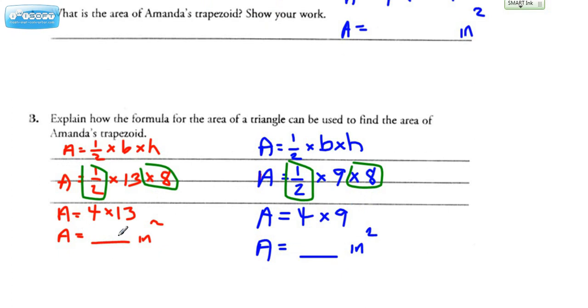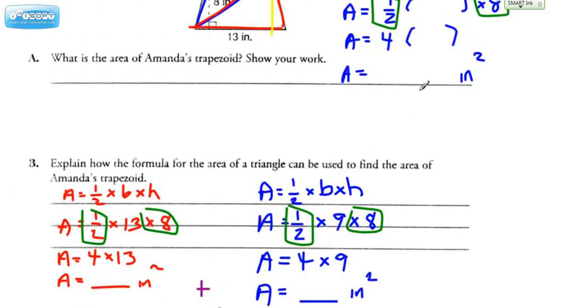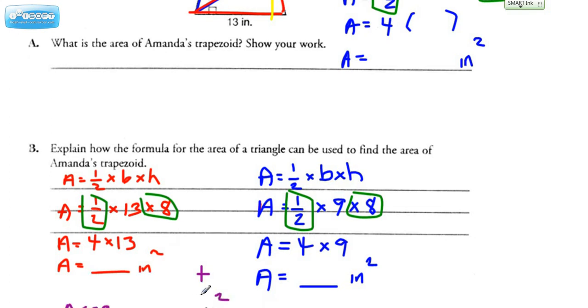Now when you're done with getting this number and getting this number, you're going to add those 2 numbers together, this plus this, and that will be the total area of the trapezoid in square inches. You're going to check to make sure that this number matches the number you got up here. And if it doesn't, that means you need to go back and fix something because you went wrong somewhere.